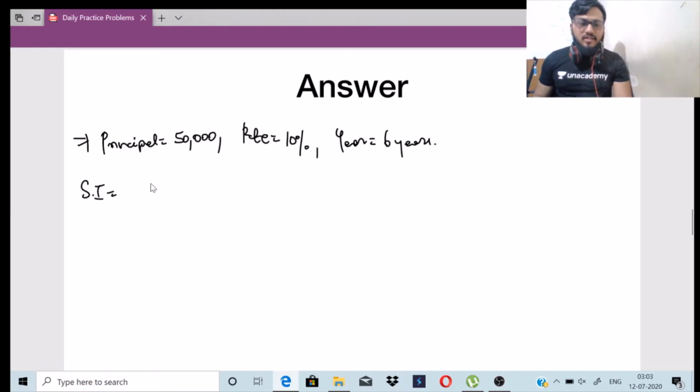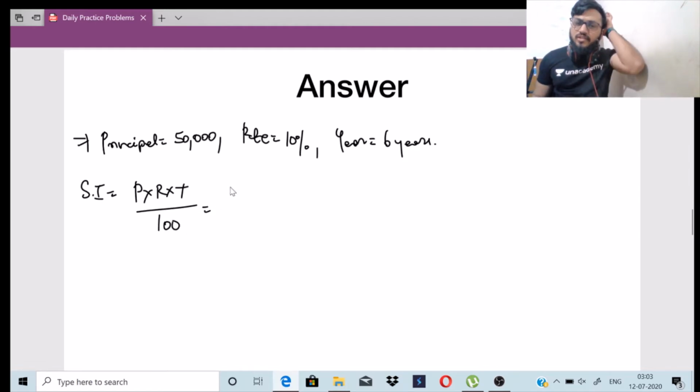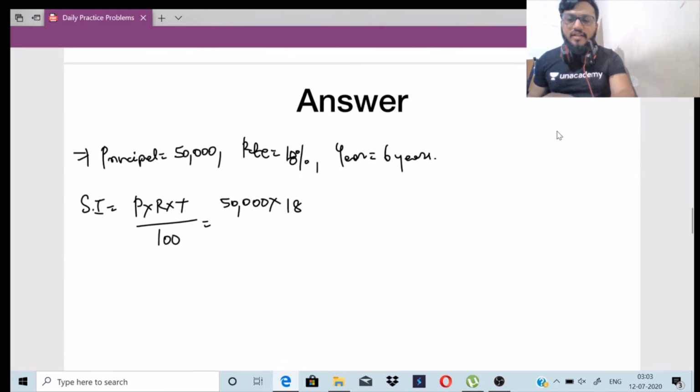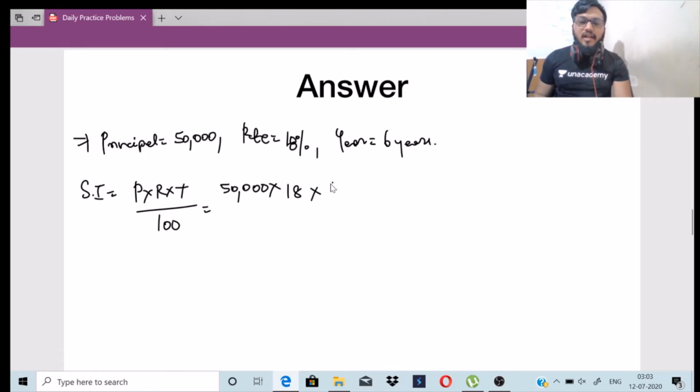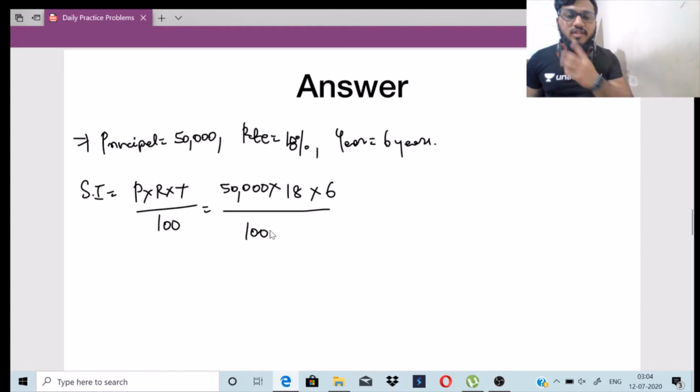What is the simple interest formula? It is P into R into T divided by 100. So substitute this here: 50,000 into 18%, sorry, it is 18%, into 6 divided by 100. This is not 10%, I wanted to write 8. Okay, 50,000 into 18 into 6 divided by 100.